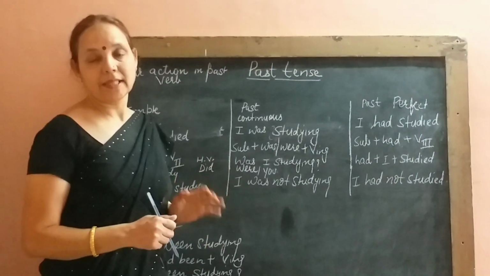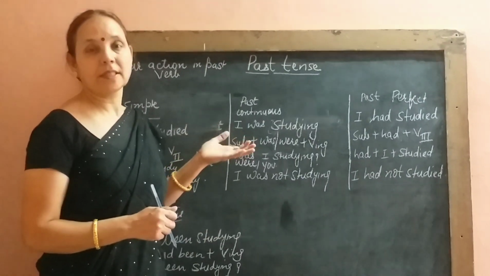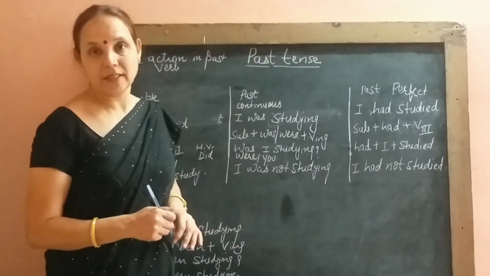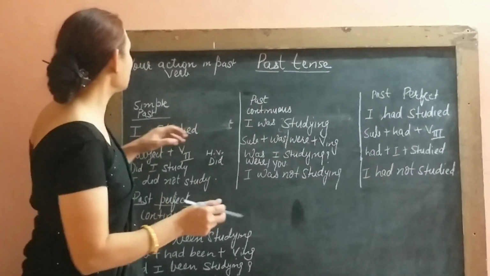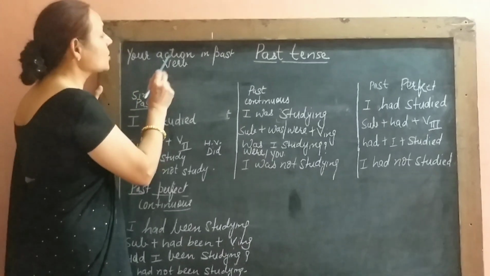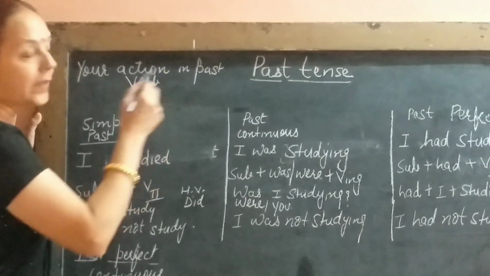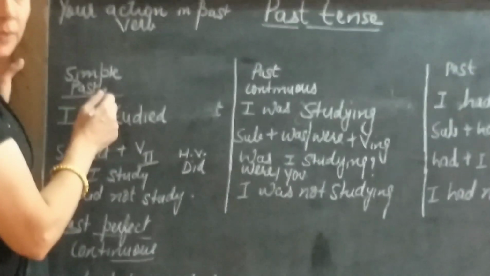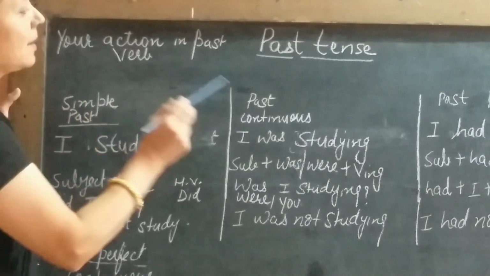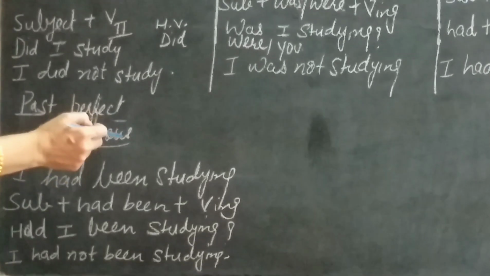To study past tense in detail. In the previous video, I had talked about present tense and its uses. Now today we are going to talk about past tense. Past tense means we will talk about your action in the past. Okay? As already told, they also have the four subparts: simple past, past continuous, past perfect, and past perfect continuous.